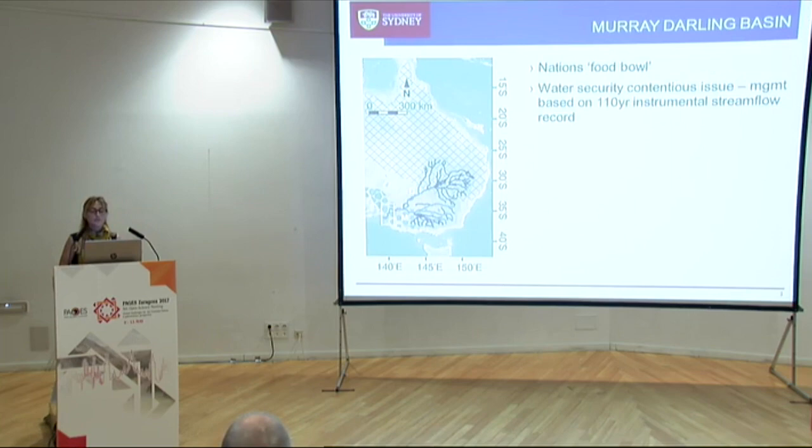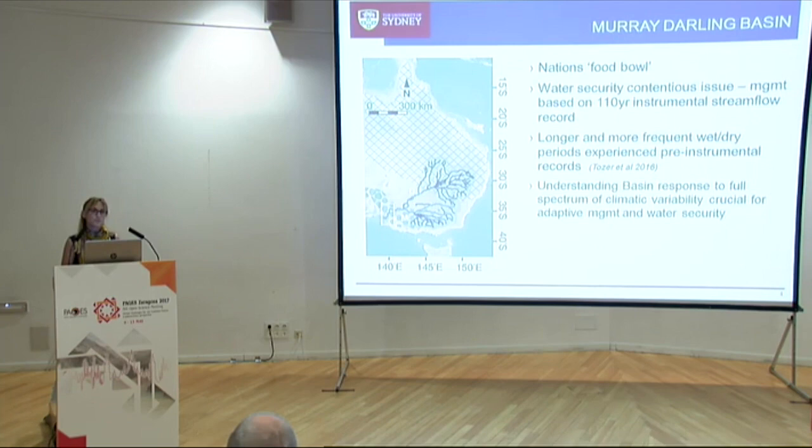The basin is known in Australia as the nation's food bowl. It's agriculturally really important. Water security is therefore a really contentious issue, and management is currently based on a 110-year instrumental streamflow record. But recent research has revealed that longer and more frequent wet and dry periods have been experienced in the pre-instrumental record. And so understanding basin response to this full spectrum of climatic variability is really crucial for adaptive management and water security issues.